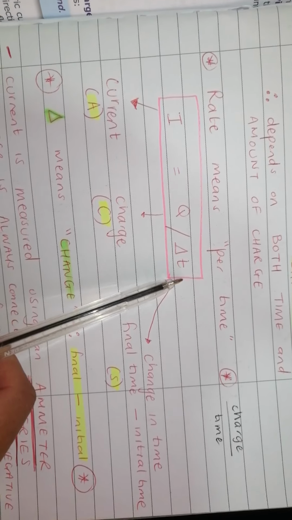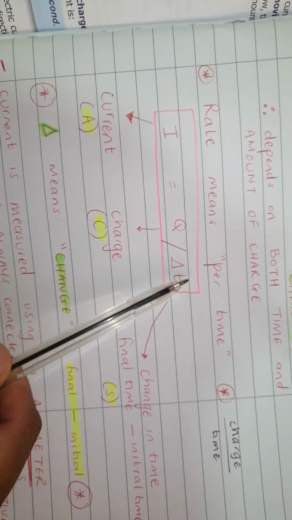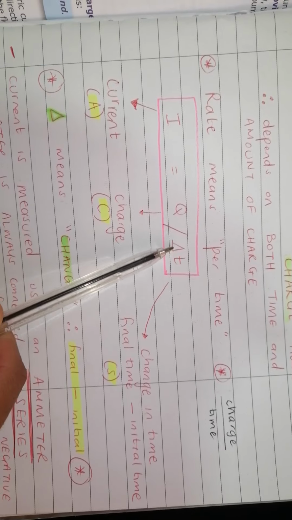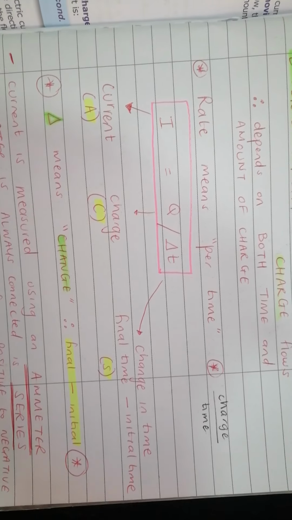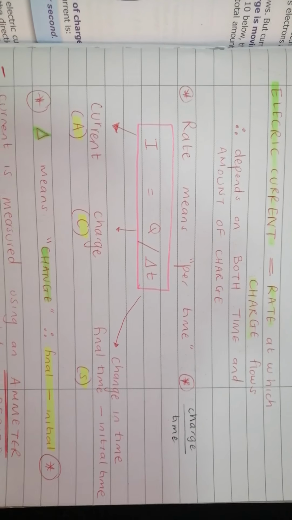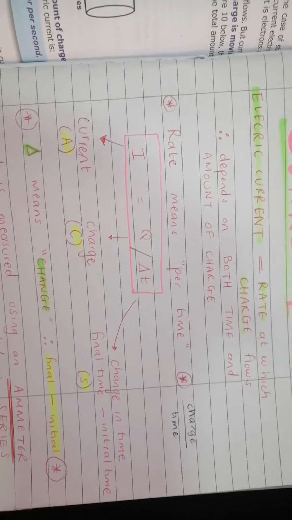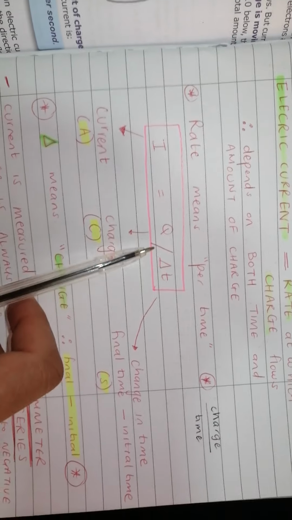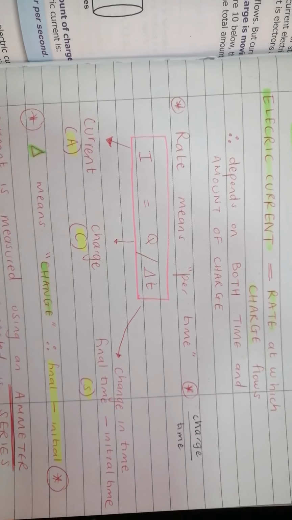Right, so let's go back here. So you see you have change in time. So t is time, and time is measured in seconds. So because we have this triangle, it means the change in time. So it means the final time minus the initial time. So it's the time that you have afterwards minus the time that you had before. Right, so from this formula, you can work out current, you can also work out charge, and you can also work out time. But the symbols are very important.